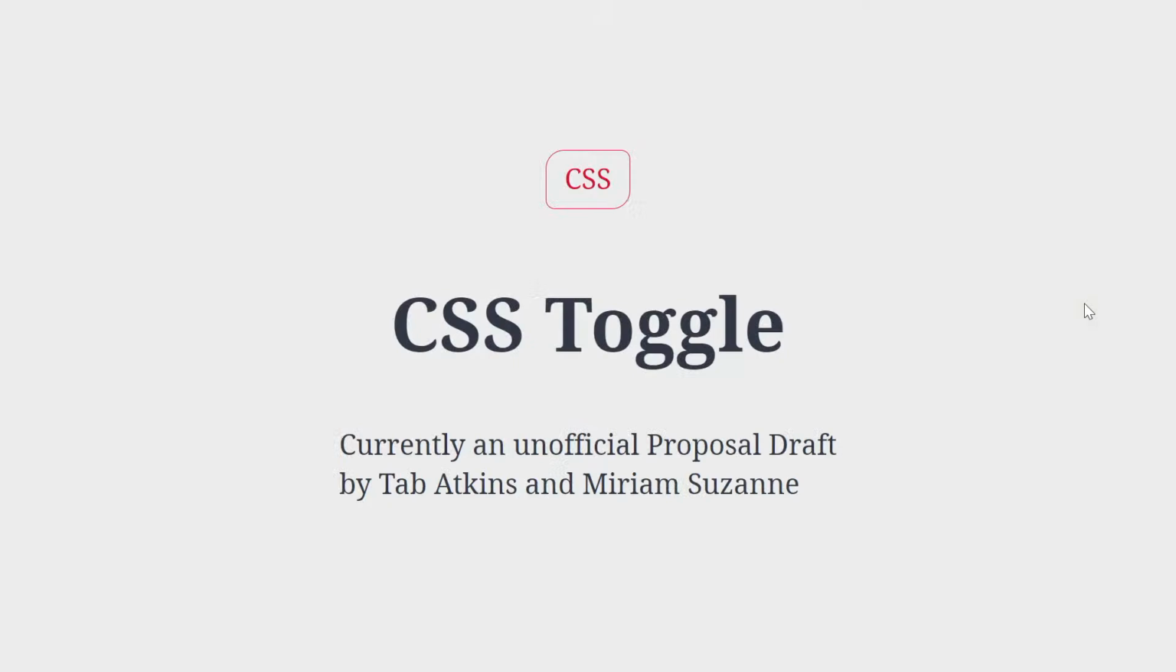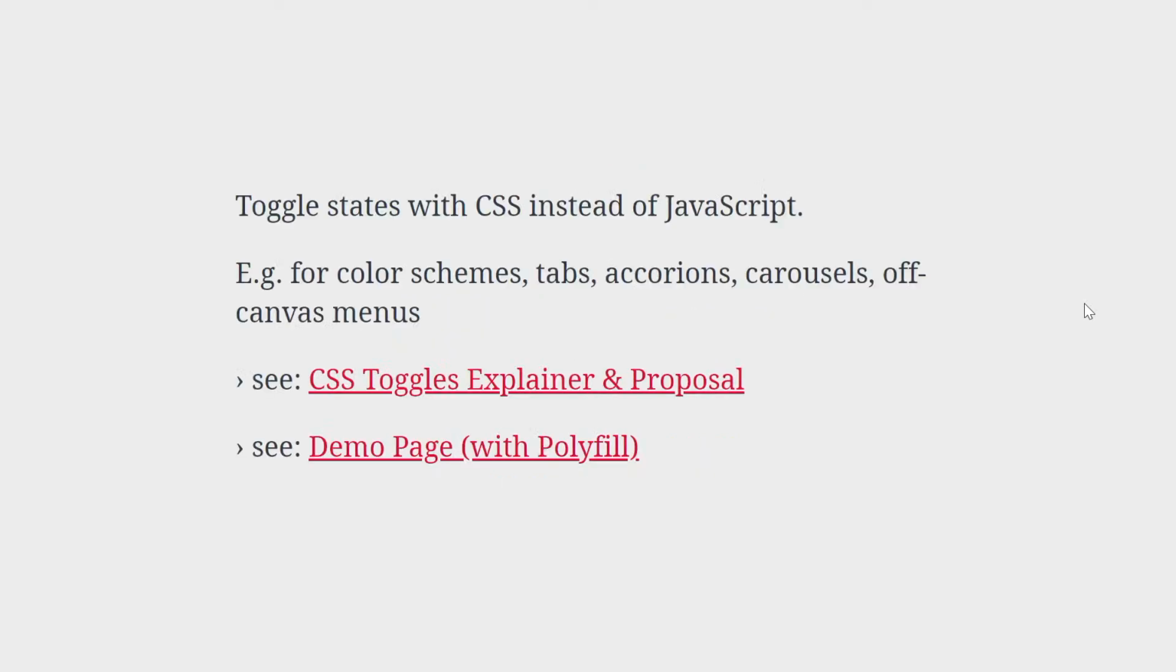And we might get someday a CSS toggle. This is currently just an unofficial proposal draft. The idea is to use CSS instead of JavaScript for anything that can be toggled. For example, if you click on a button to change the color scheme between dark and light, or if you use a tab to open other tabs, or accordions, that's the word that should be here, or carousels.